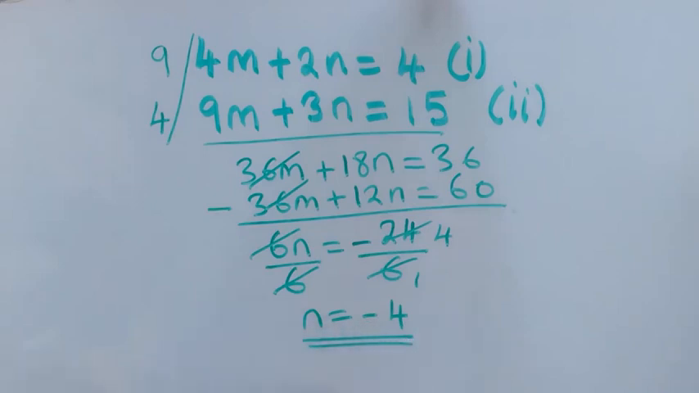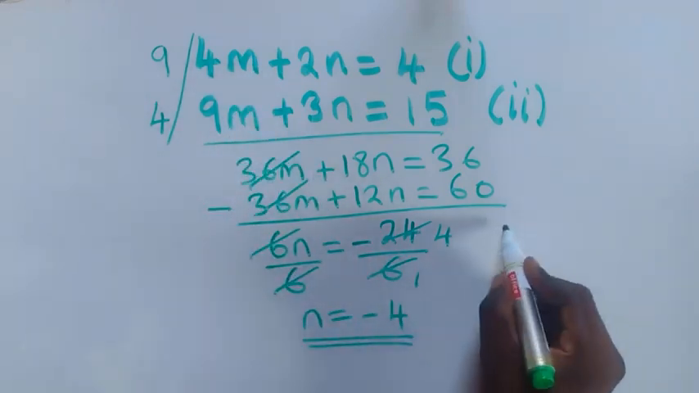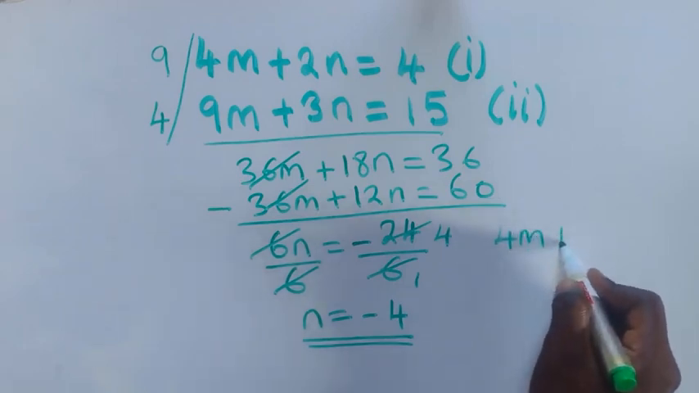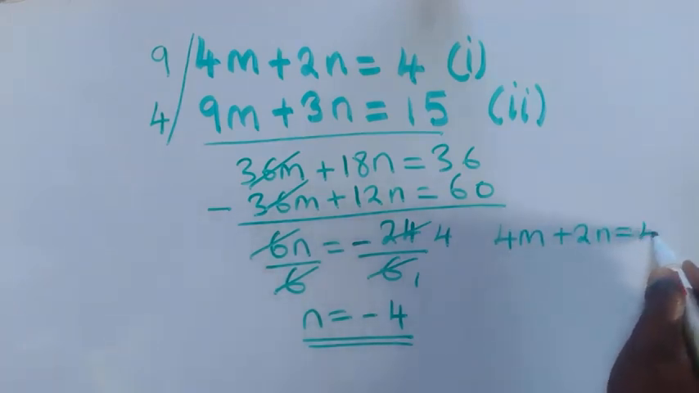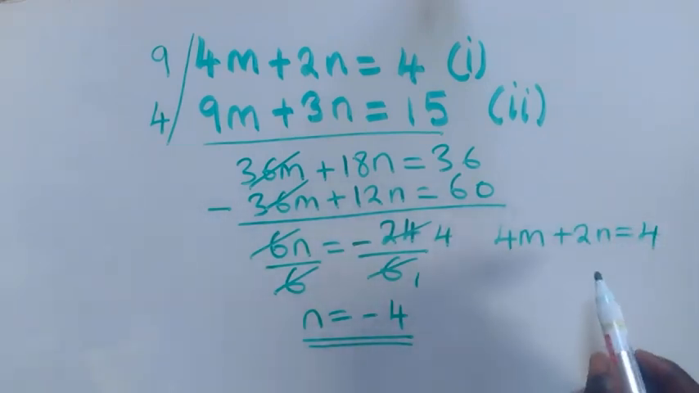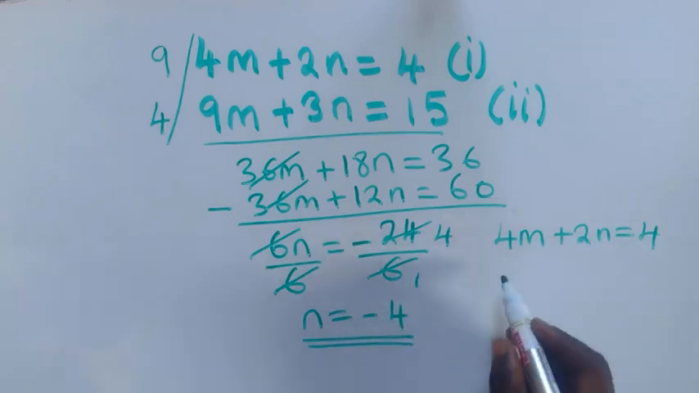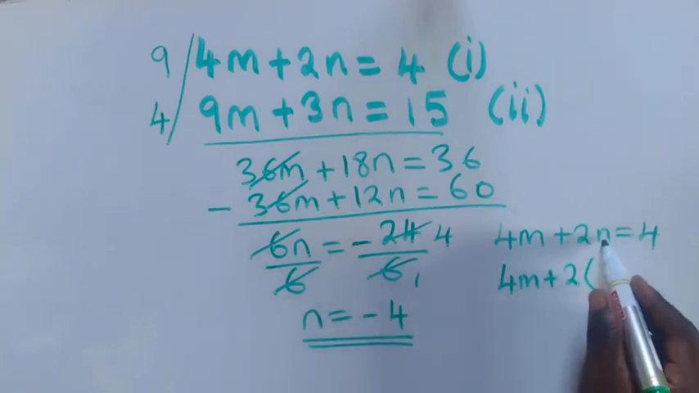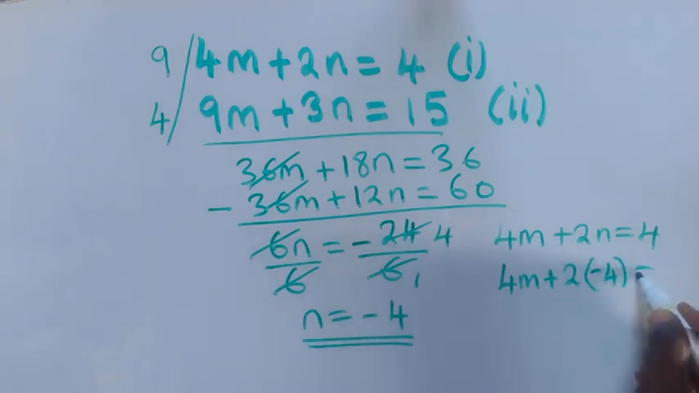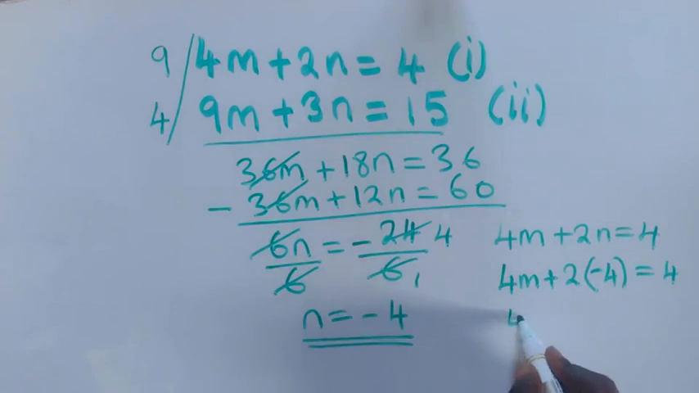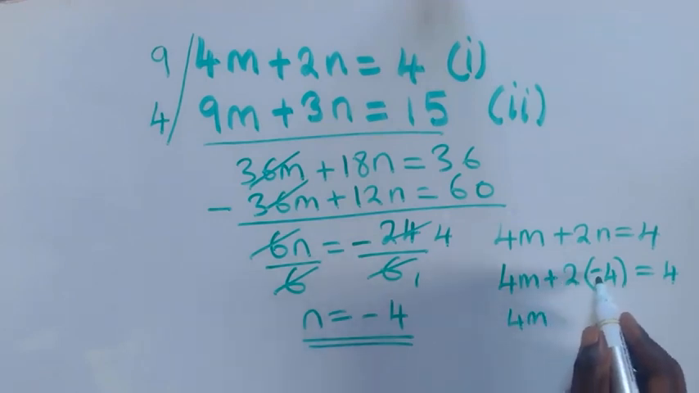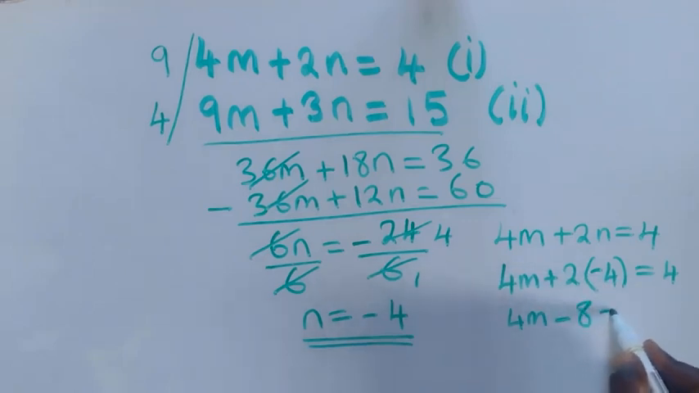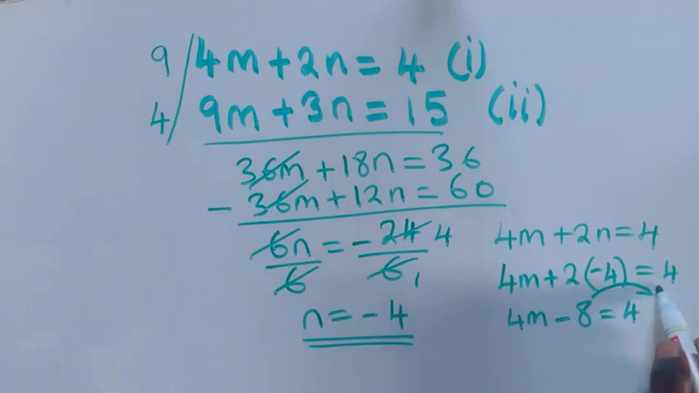We can now find the value of what? m. To find the value of m, you can either pick equation 1 or equation 2, whatever equation. So let's say we pick 4m plus 2n is equal to 4. This is our equation 1. So you know that n is equal to negative 4. So I'm going to write 4m plus 2, open bracket, where there is n, you are going to put a minus 4, then equal to 4. So we are going to have 4m plus 2 times negative 4 to give us negative 8, is equal to 4.